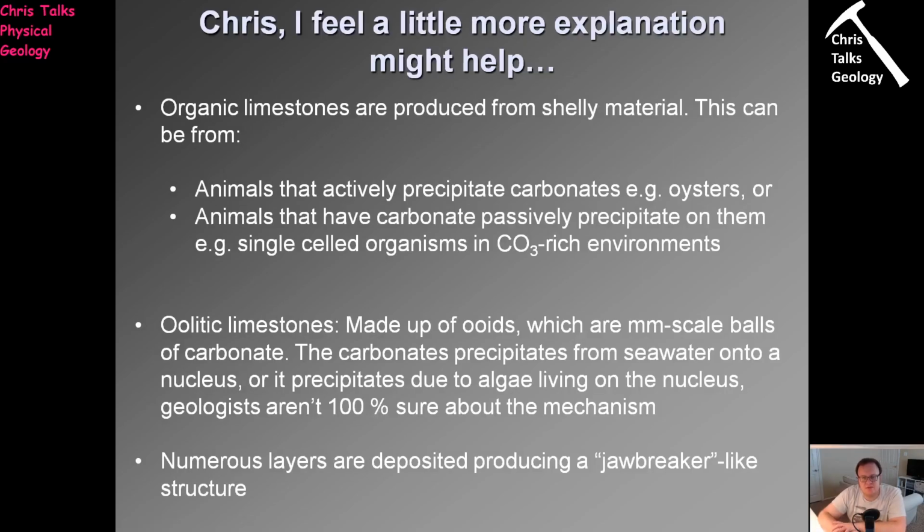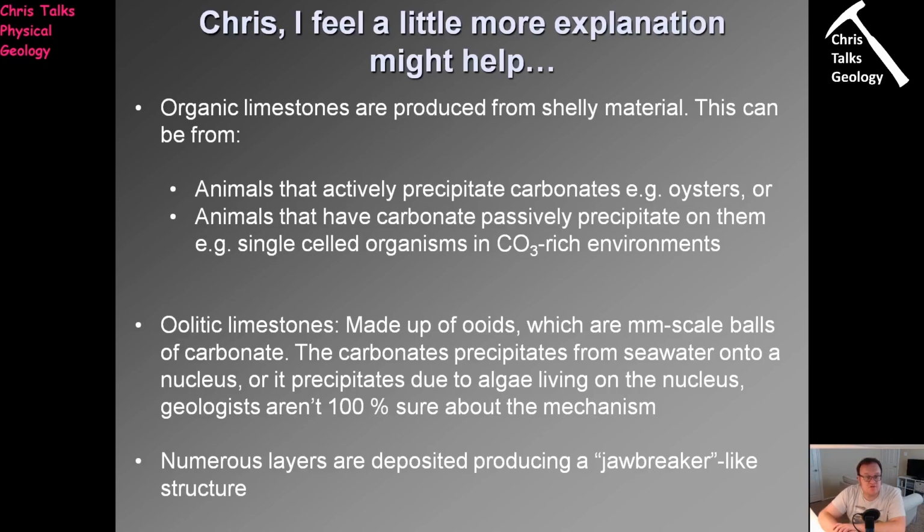So, a little bit more explanation might be helpful. So, organic limestones are produced from shelly material, and this can be from animals that actively precipitate carbonate onto their bodies, so something like an oyster making a shell, or it can be from animals that have passively precipitated carbonate onto their bodies. So, little single-celled blue-green algae happily floating around in seawater in the right area can actually have calcium carbonate precipitate onto their bodies even if they don't want it there.